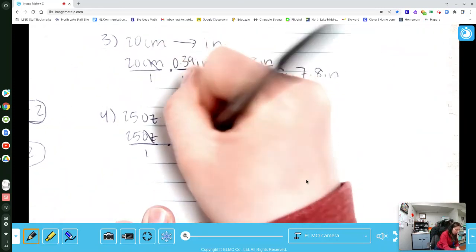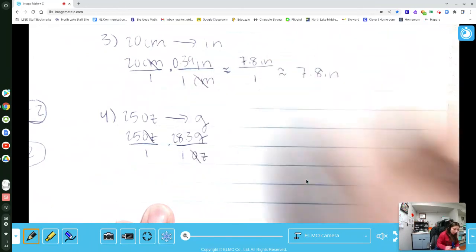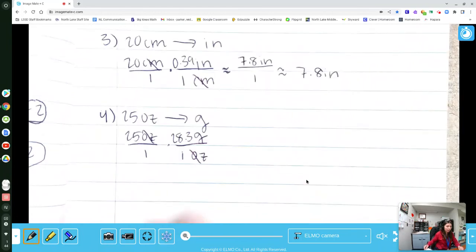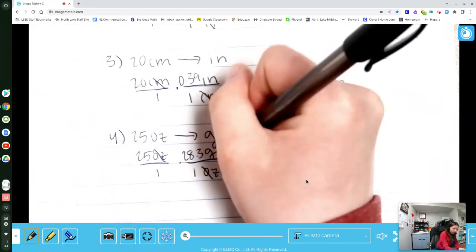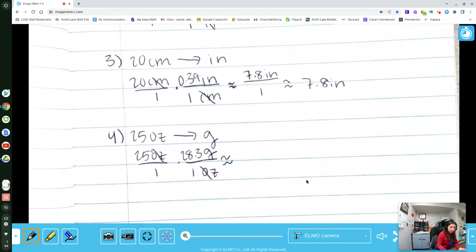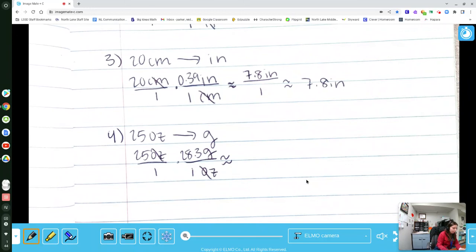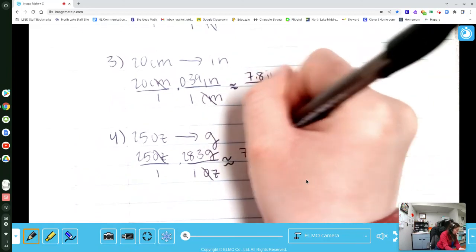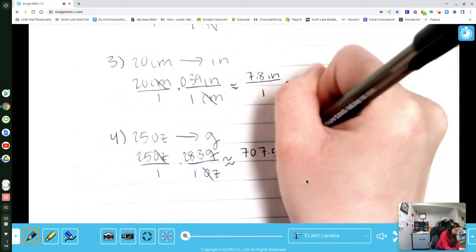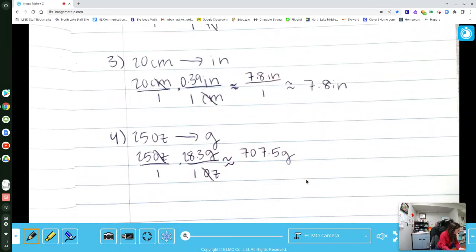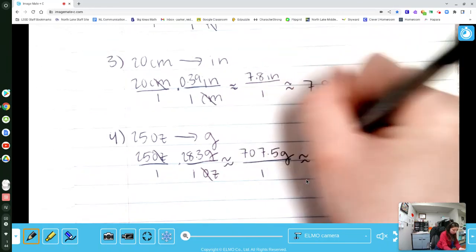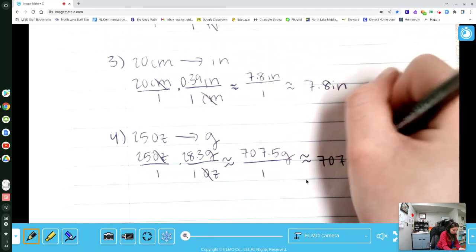So cross cancel my ounces. And because our conversion factor had that little squiggly equal sign, it means it's an approximate, it's an estimate. So I'm going to use that in my work. 25 times 28.3, if we were to use a calculator for that, we would end up getting 707.5 grams over 1 times 1 is 1. So we end up with about 707.5 grams.